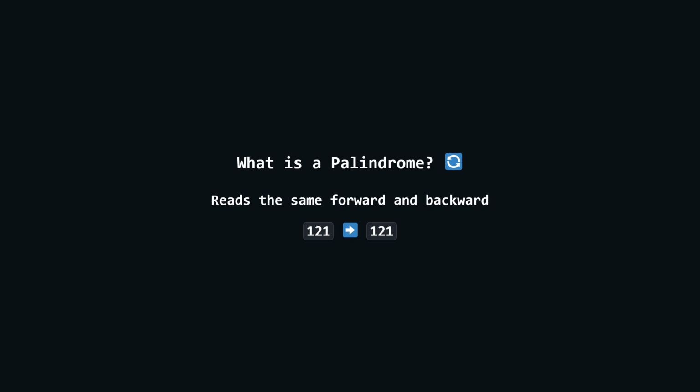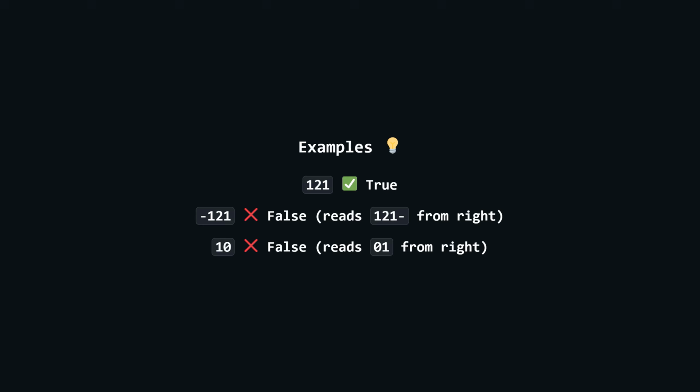A palindrome is simply a value that reads exactly the same whether you read it from left to right or from right to left, like the number 121. For example, 121 is a palindrome, but negative 121 is not because reading it backward gives us 121 followed by a minus sign. Similarly, 10 reads as 01 when reversed, so that is also a no.